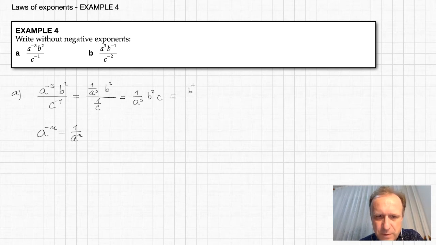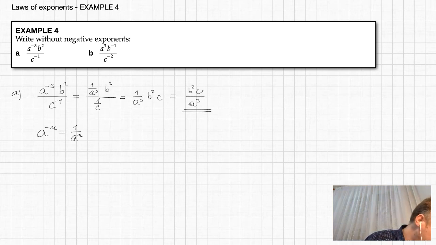Therefore you end up with b squared times c divided by a to the power of 3, and this should satisfy the requirements of the problem statement, because it asked us to write without negative exponents, and this is really what we did. There are no negative exponents in this answer, and hopefully this one should be correct, b squared c over a to the power of 3.